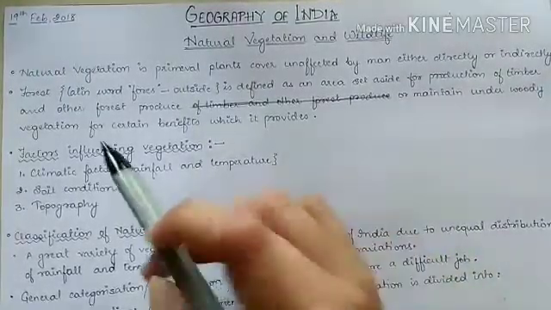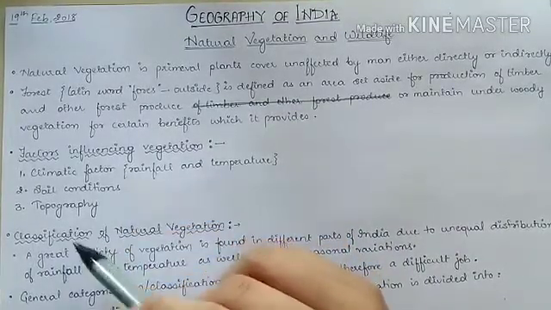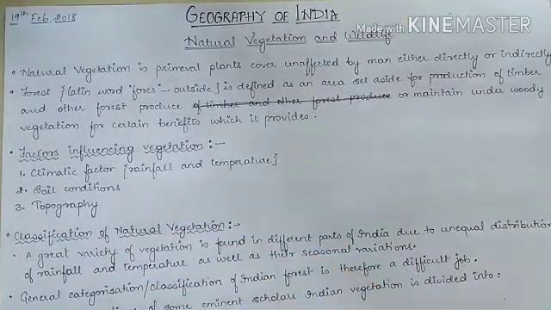As we have done the factors influencing vegetation, now we will look into various classification of natural vegetation. India is having a great variety of vegetation in different parts. Due to its unequal distribution of rainfall and temperature, we have the seasonal variation, and because of these factors, we have variation in vegetation as well.